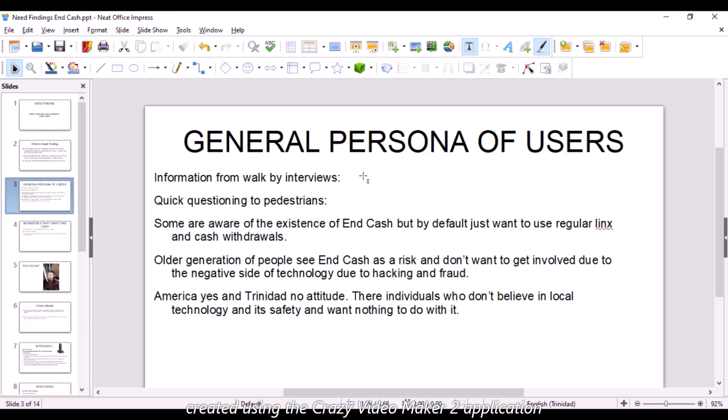pedestrians. So some are aware of the existence of Encash, but by default just want to use regular links and cash withdrawals. The older generation of people see Encash as a risk and don't want to get involved due to the negative side of technology, due to hacking and fraud.